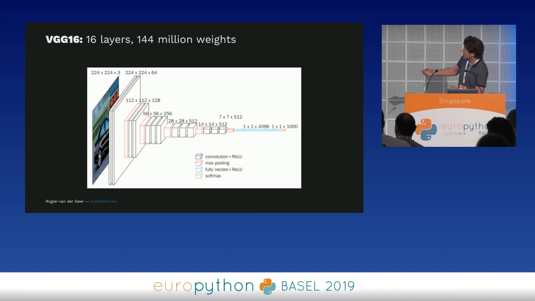And then, in the end, we end up with the blue areas. These are the fully connected layers that we have at the end. So a standard neural network at the end, but big, with about 4,000 nodes. And in the end, we have one layer with 1,000 output nodes. So why 1,000?